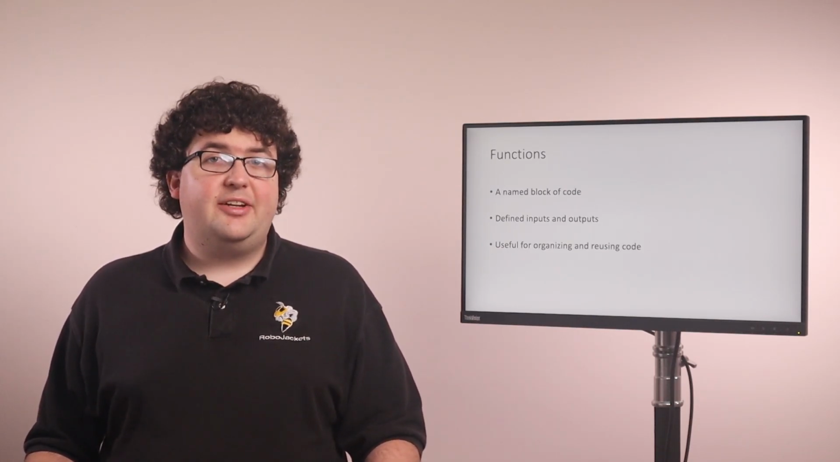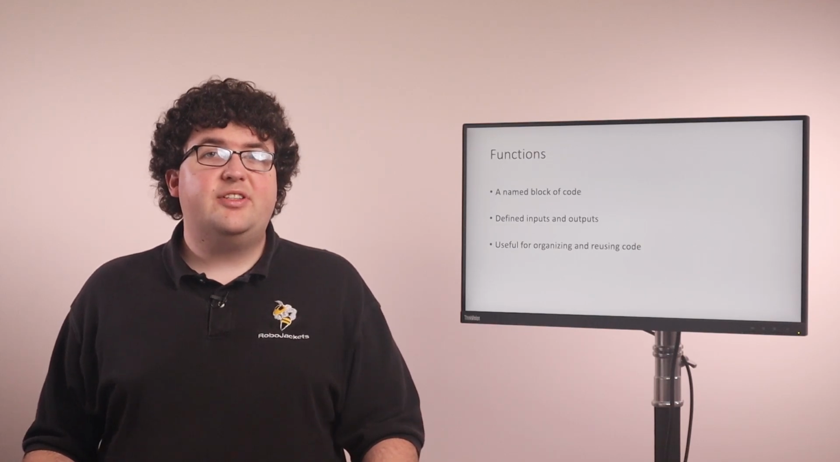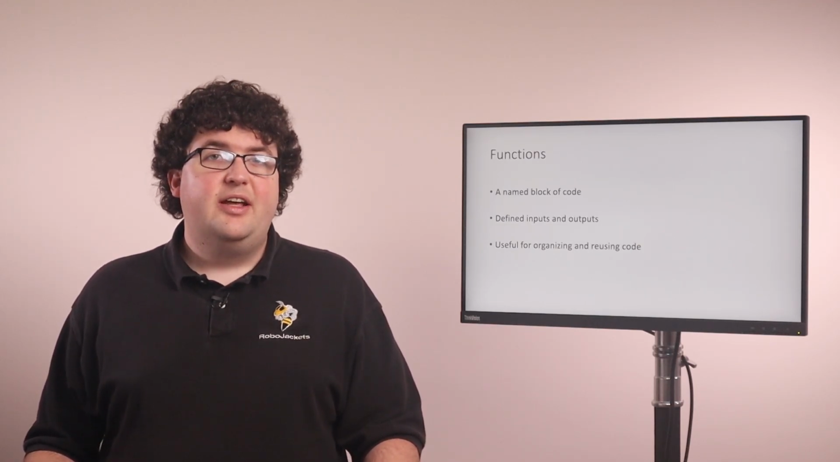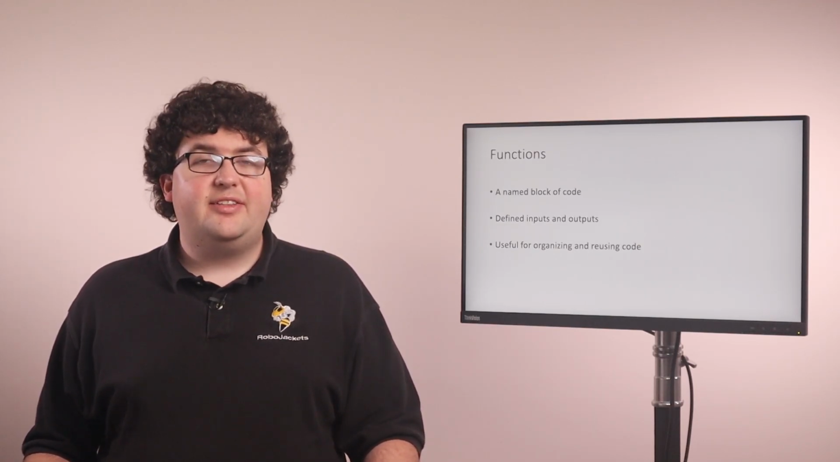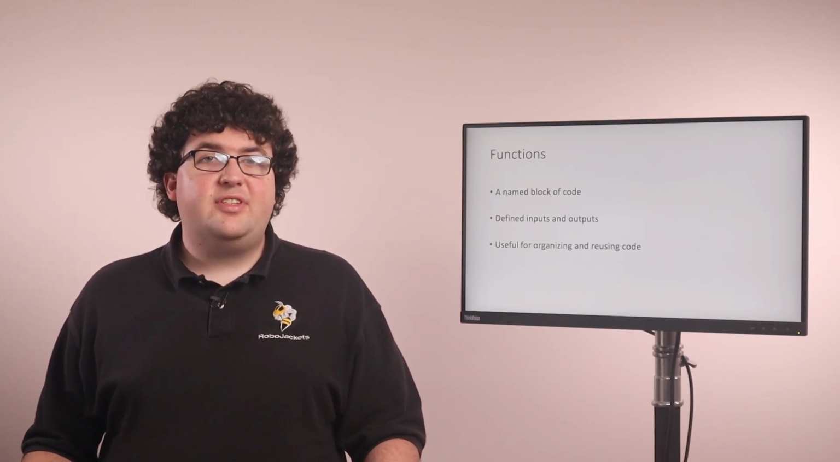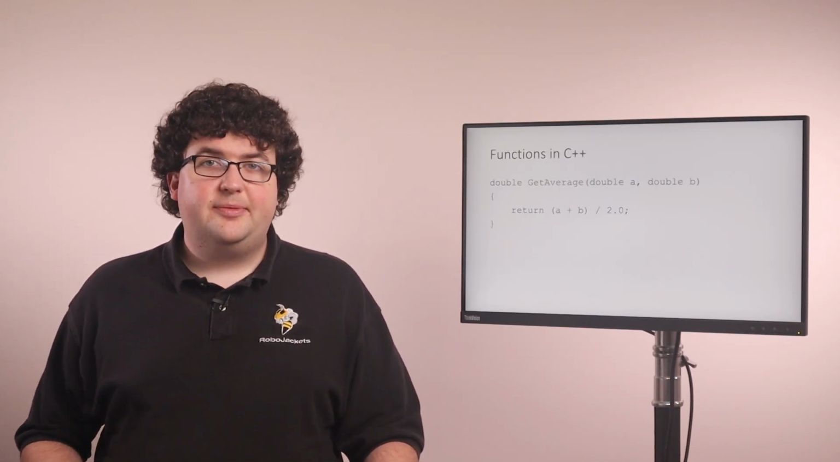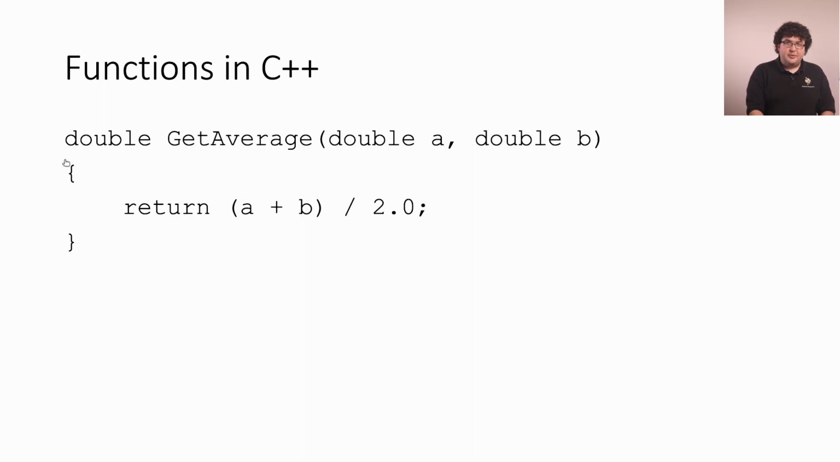call the function instead. In C++, functions can take in as many values as they want and can return one value of any type. Thus, the structure of a C++ function looks like this. It starts with the return type. In this case, that's double. Then we have the name of the function, getAverage. And finally, we have the parameter list in parentheses.